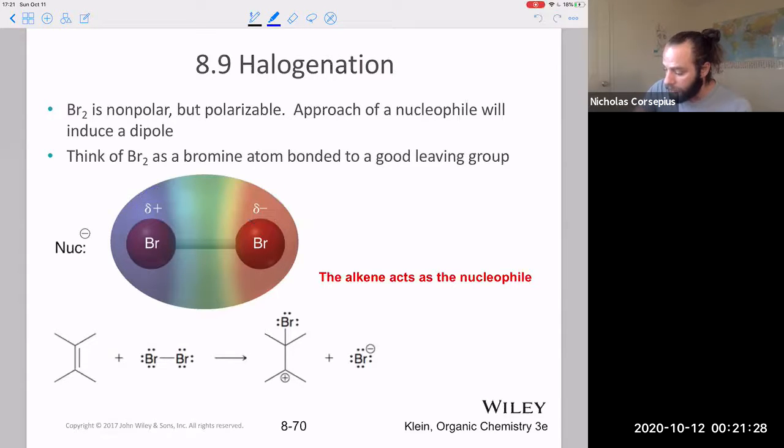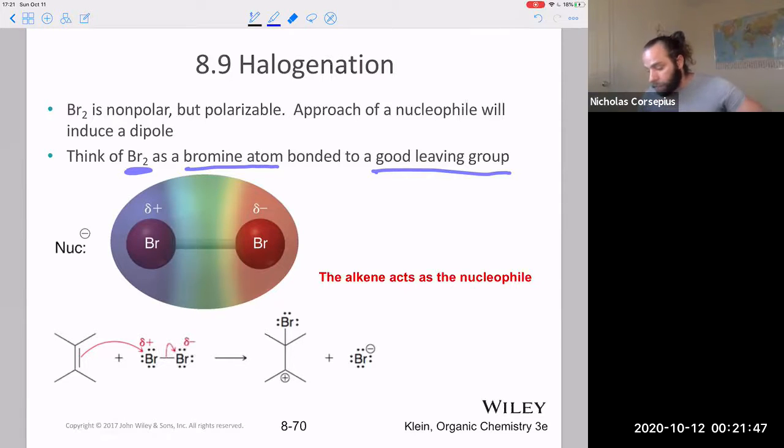And so really how we think about the diatomic bromine is you have a bromine atom that's bonded to a good leaving group, which is in this case the bromide ion. So the first step is your nucleophile comes and attacks that partially positive bromine atom and kicks off that bromide leaving group. Just like always, alkene is acting as that nucleophile, electron donor.